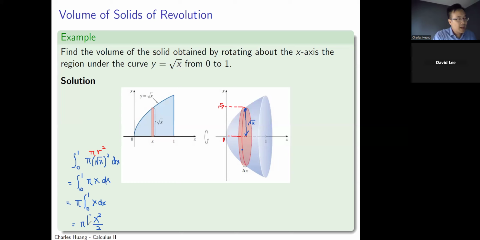And then we want to evaluate it from 0 to 1. When we evaluate from 0 to 1, that means substitute 1 inside: 1 squared over 2, minus 0 squared over 2. And that's, of course, half a pi minus 0, so half a pi. So my answer is just half a pi.